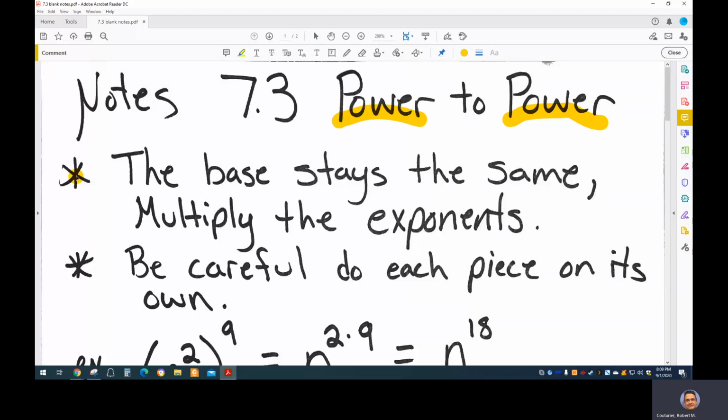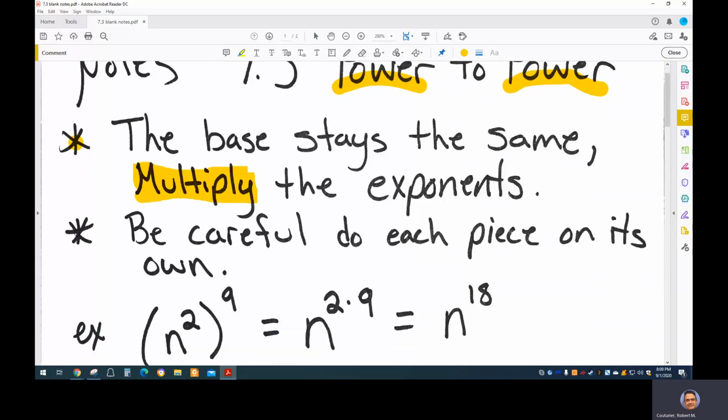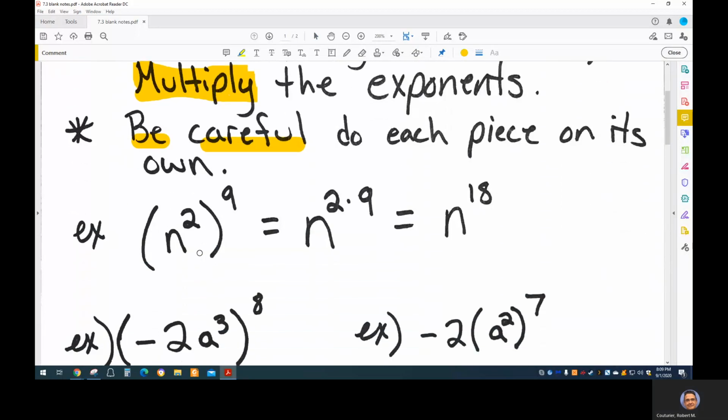So here are our notes or the stars for the day. It says the base will stay the same when we have anything raised to a power up to a power. Base stays the same, and this time we are multiplying the exponents. All right, base stays the same, multiply the exponents. But we also have to be very careful here, okay? Again, be careful. Do each piece on its own.